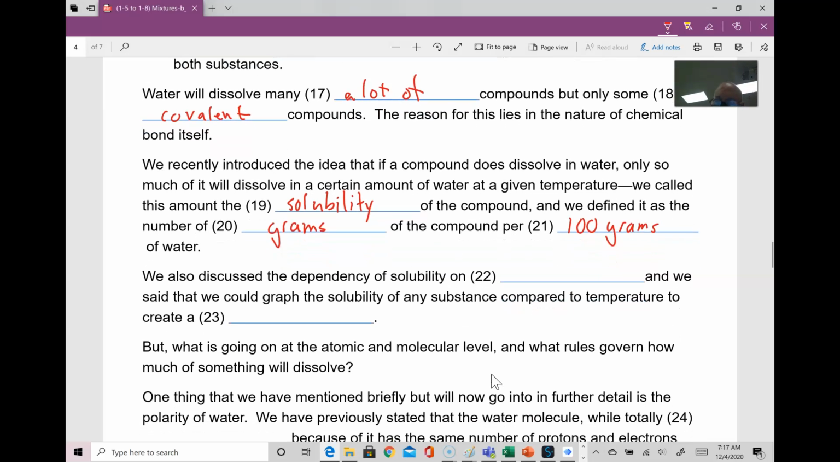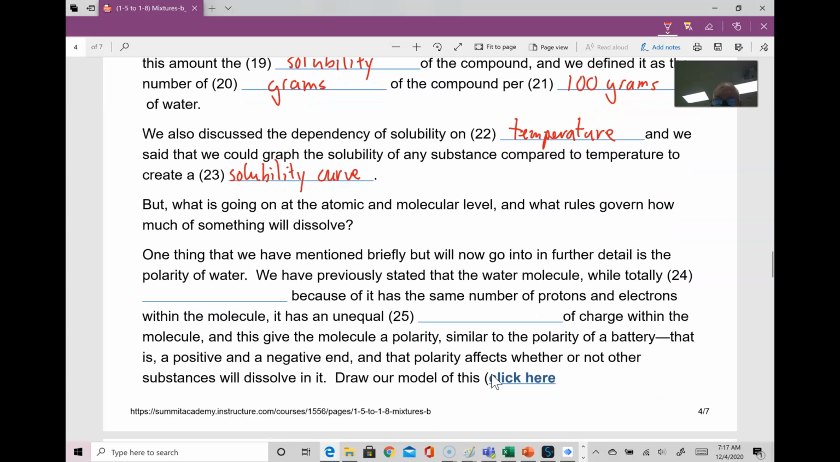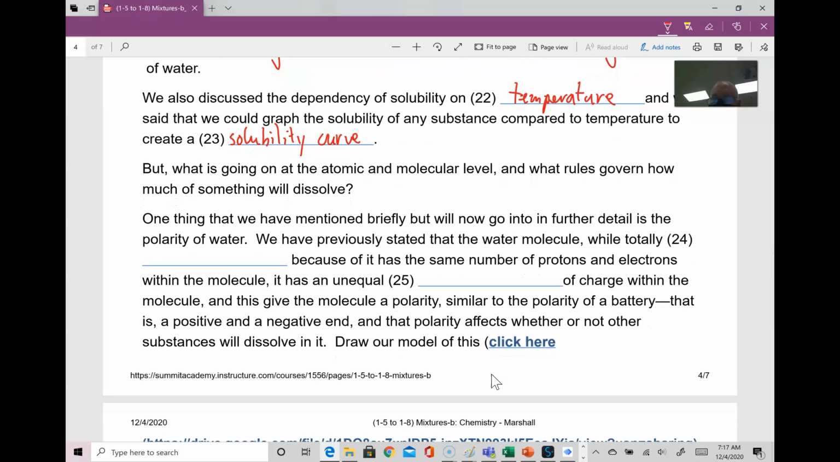We also discussed the dependency of solubility on temperature. And we said that we could create a graph. We could graph the solubility of any substance compared to the temperature to create a solubility curve. But what's going on at the atomic and molecular level, and what governs how much of something will dissolve? That's something that we want to know.